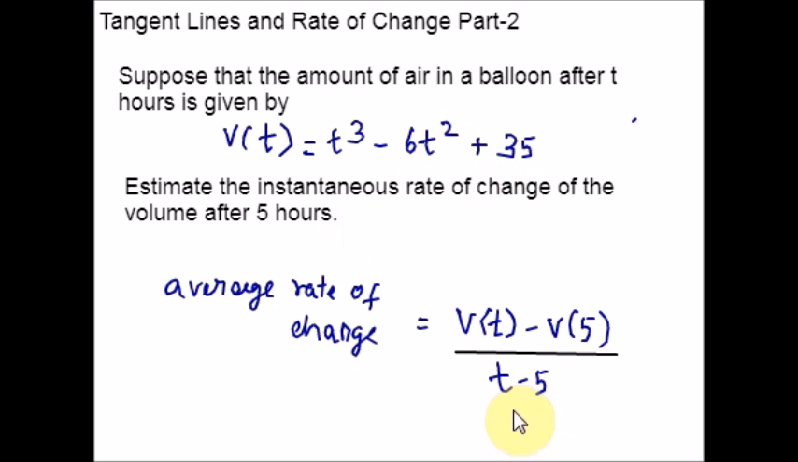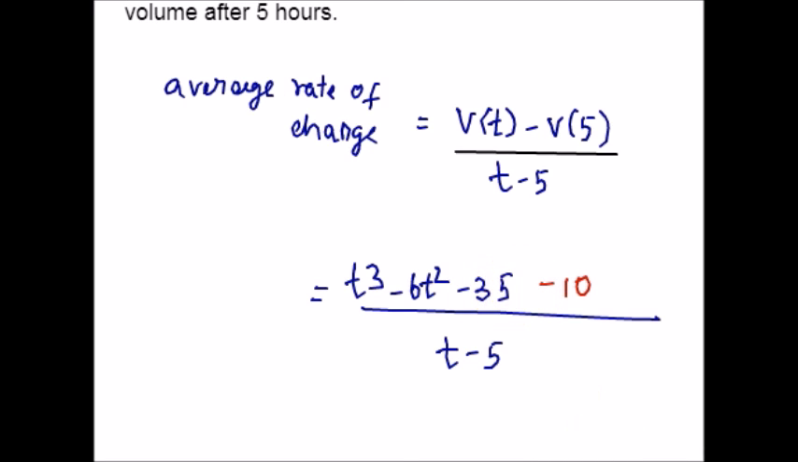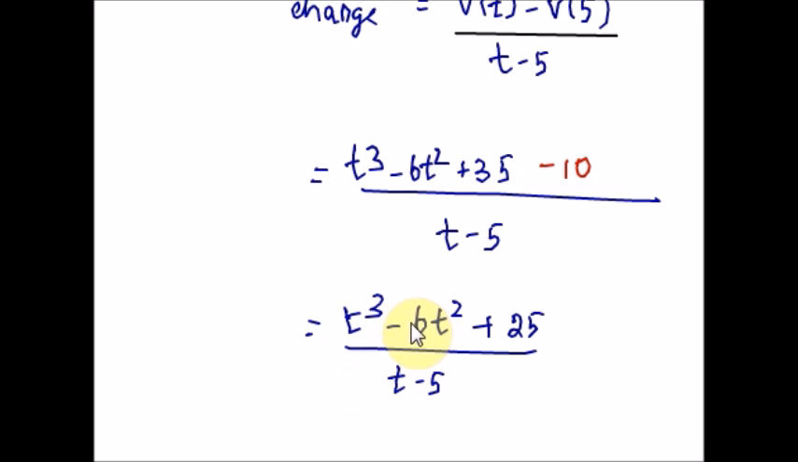Let's now plug in all these expressions and the value. By simplification, we'll get the average rate of change as t cubed minus 6t squared plus 25 over t minus 5. To estimate the instantaneous rate of change of the volume at t equal to 5, we just need to pick values of t that are getting closer and closer to t equal to 5. I'm going to make a table of values of t and the average rate of change for those values. It is just like assuming some x values and finding the corresponding y values by plugging in the assumed x values one by one in the equation.